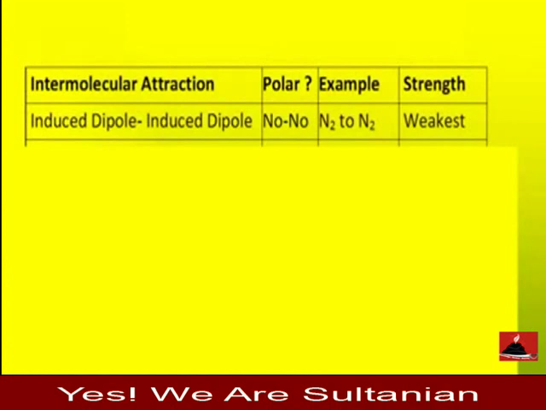To summarize induced dipole, molecules do not need to be polar. An example of two nonpolar molecules would be two nitrogen molecules. And of the intermolecular attractions I'll present, induced dipole is the weakest.